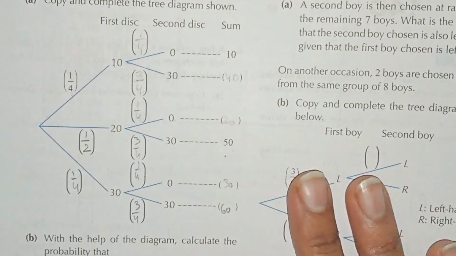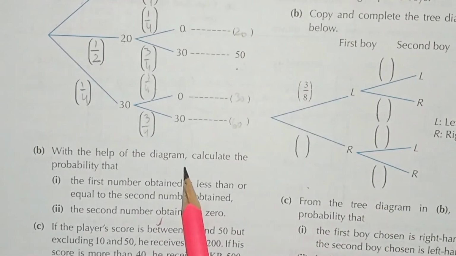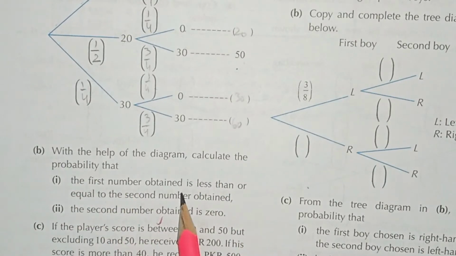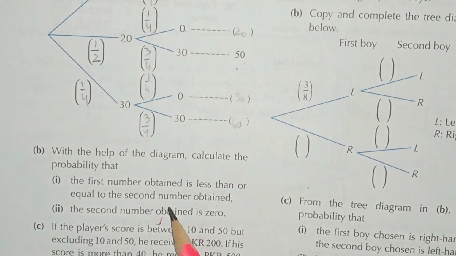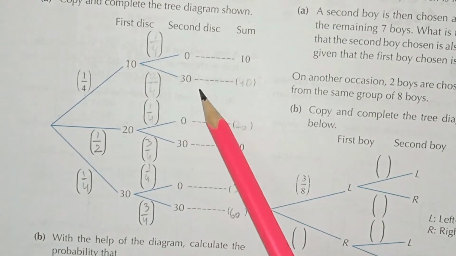Now students, this is the tree diagram and it's solved. And now with the help of the diagram, we have to calculate the probability that the first number obtained is less than or equal to the second number obtained. The first number obtained is less. We have to write the probability that the first number is less than the second one.